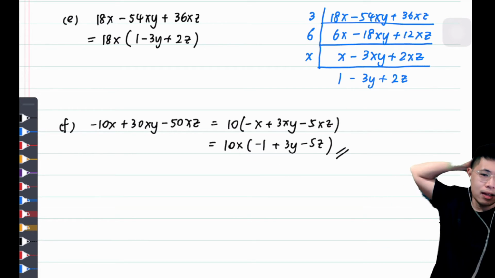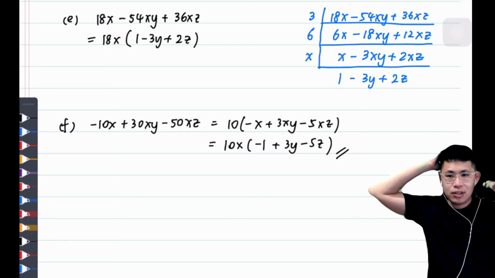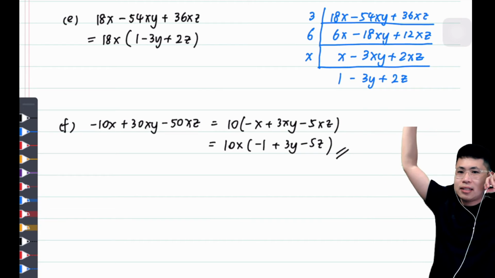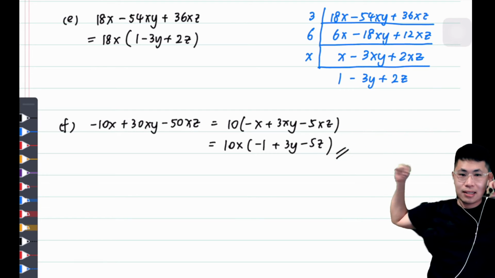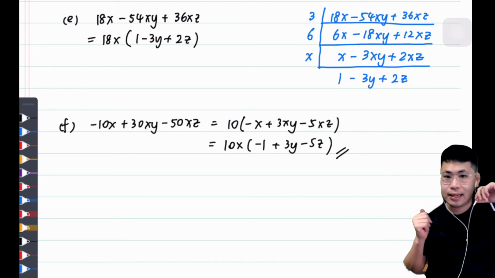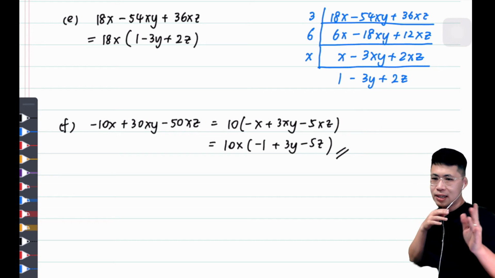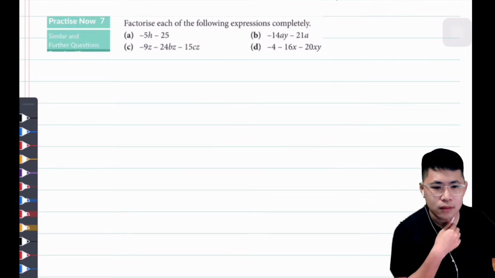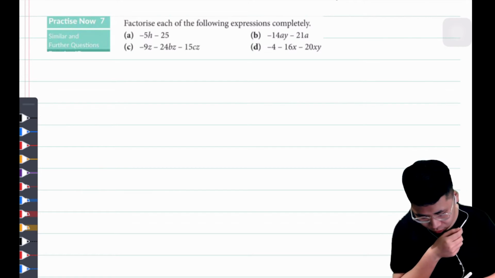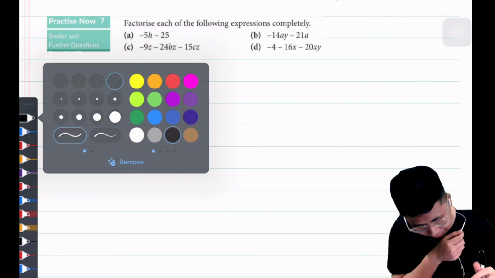Alright. Now, over here, we can actually see that not necessarily you need to do all the ladder method. We can actually do this step by step, and it will still look quite nice. Alright, so with this, we're going to move on to practice now 7. Alright, so for practice now 7 over here, let's take a look at part A.